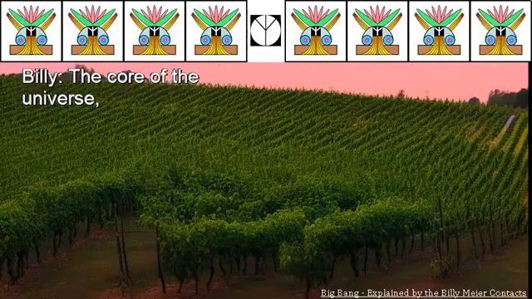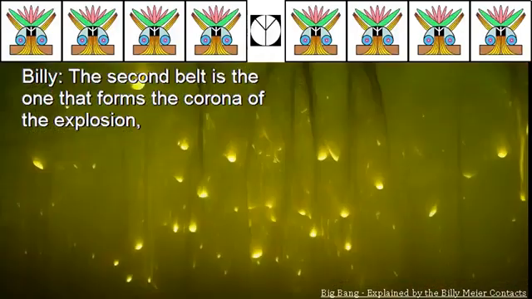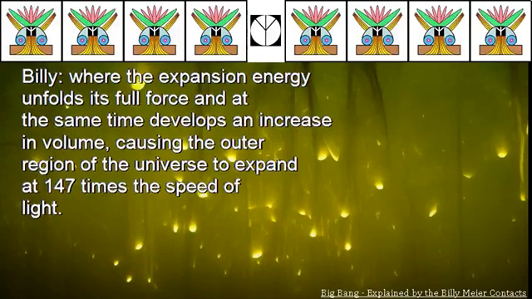The core of the universe, which is considered to be the first belt, is the actual source of creation, from which the universal spirit energy develops into highly concentrated form, resulting in the explosion we call the Big Bang. The second belt is the one that forms the corona of the explosion, where the expansion energy unfolds its full force, and at the same time develops an increase in volume, causing the outer region of the universe to expand at 147 times the speed of light.